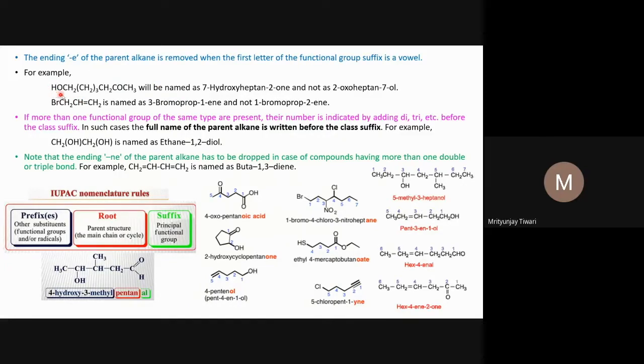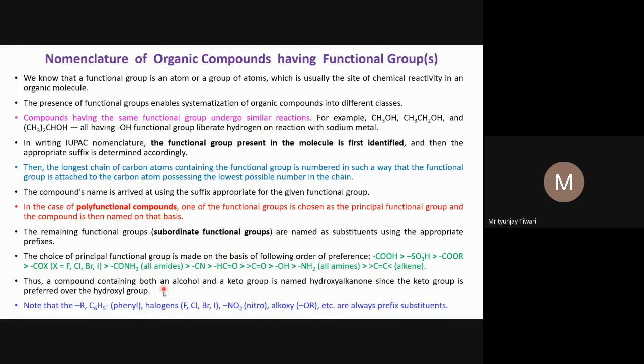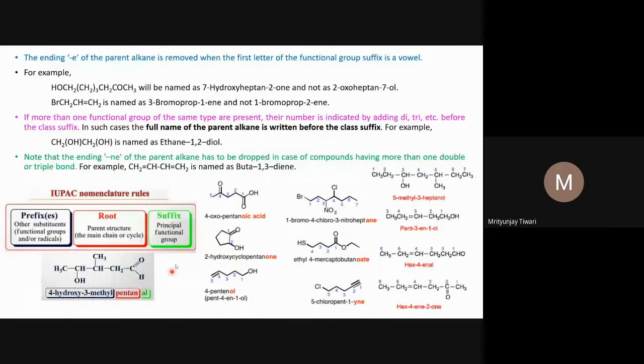Here is HOCH2, CH2, CH2, CH2, CH2, CO, CH3, and the name is what we have seen earlier. For this compound, the numbering will be done from this side, because this is the principal functional group. So 1, 2, 3, and then 6, and this one is 7.